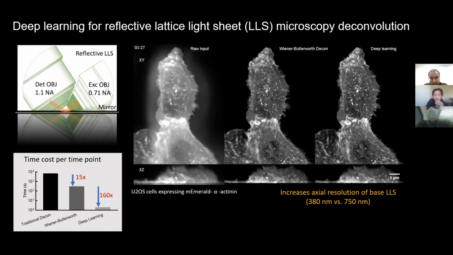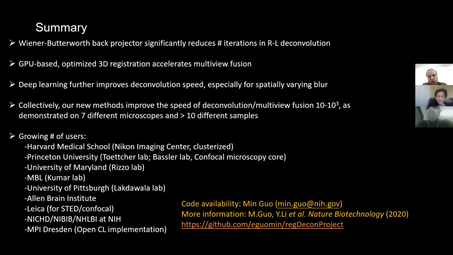So to summarize this part of my talk, I've told you a few things. There's this trick you can make use of in deconvolution where you change one term and significantly reduce the number of iterations. And that can be useful in different kinds of microscopes. I've told you about ways of using GPUs to improve registration, and then also using deep learning to further improve speed, which I think could be useful in these difficult to deconvolve cases where the kernel, the point spread function, varies across the field of view.